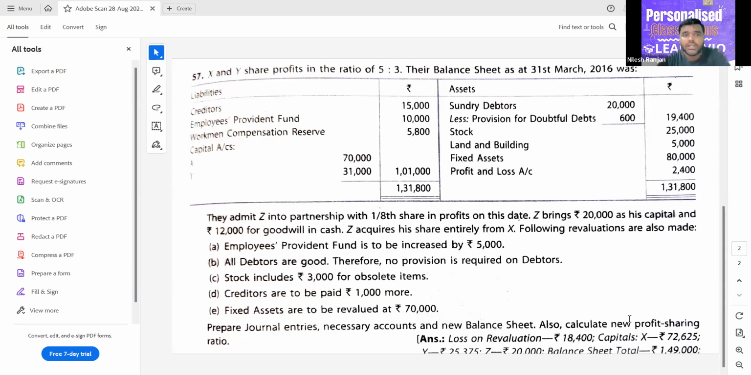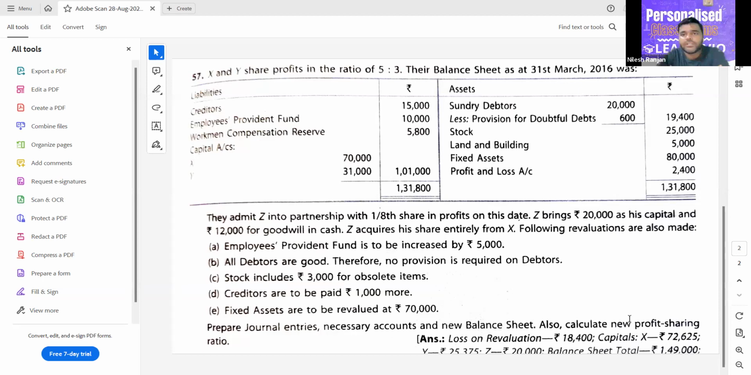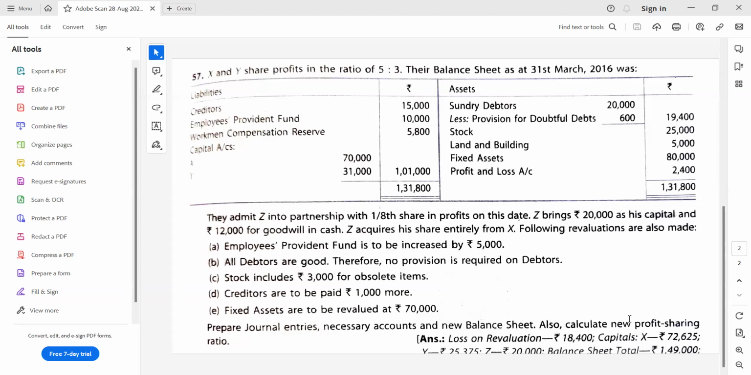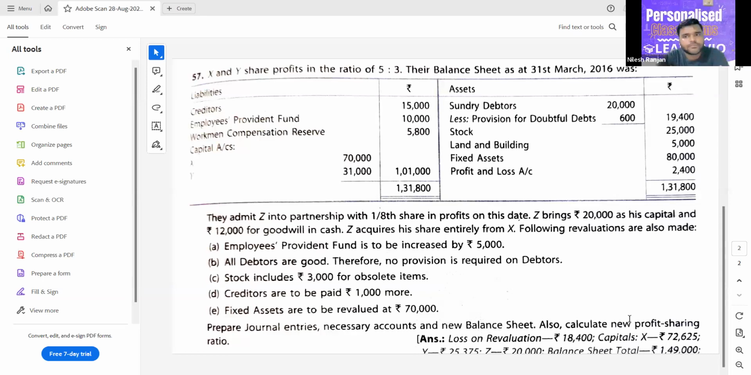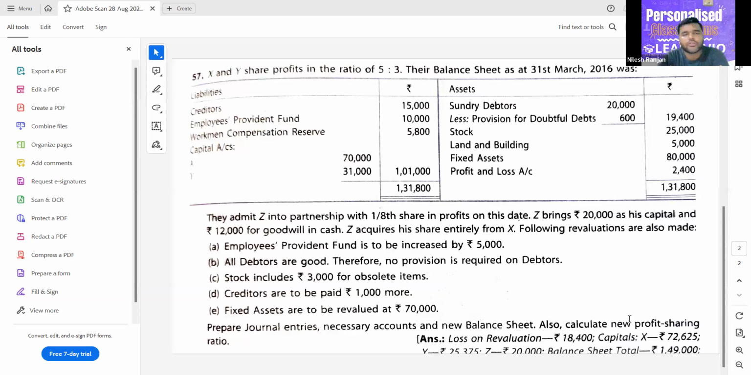I'm showing you the question to understand the concept of reserves. We'll solve the whole question, but the important part is only the reserve and any accumulated profit or loss given in the question. Can you tell me if there is any reserve or accumulated profit or loss given? Yes, sir, there are reserves. The workman compensation reserve 5,800 and employees provident fund 10,000. Employees Provident Fund is not a reserve or accumulated profit or loss. It is a liability.